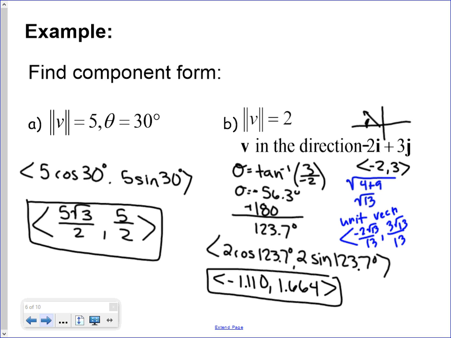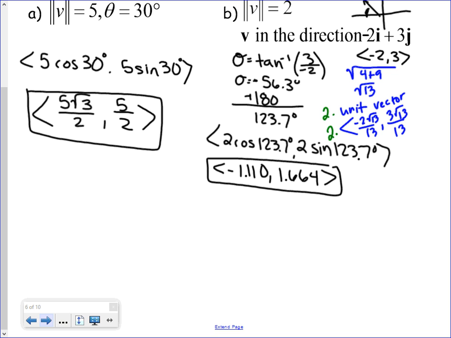And then I wanted to have a magnitude of 2, so I would multiply it by 2. And what I would end up with would be negative 4 square root 13 over 13 and 6 square root 13 over 13, which if you were to plug these into your calculator, would equal these decimals that we have over there. So like that's just an either or.